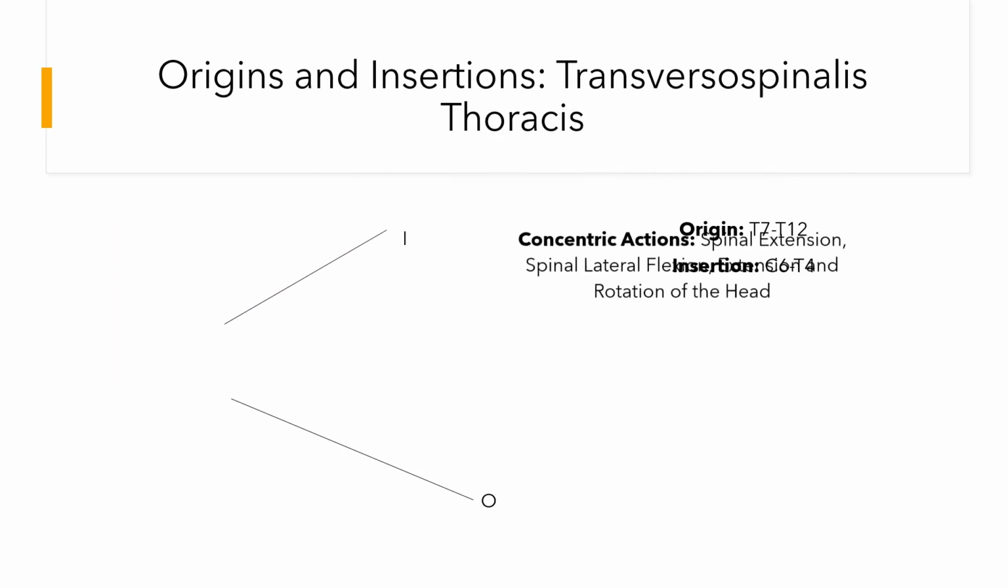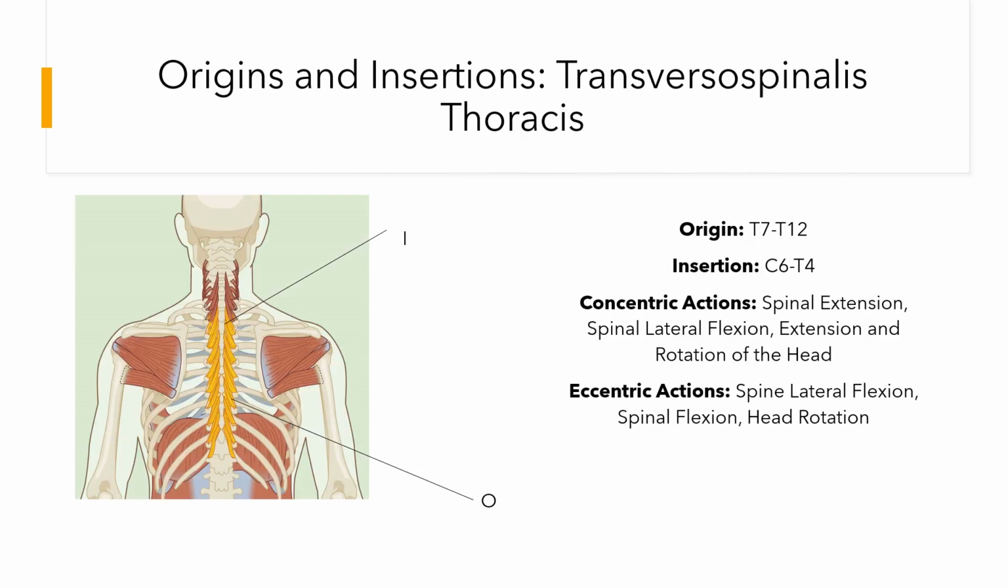Okay, going back to the erector spinae. We've got the transversospinalis, so transverse, rotational. It's wrapped around the spine and the vertebrae, and this is in the thoracic region. So originating at T7 to T12, inserting into C6 to T4. That allows for extension, lateral flexion, and extension and rotation of the head. So eccentrically, spinal lateral flexion, spinal flexion, and head rotation and head flexion.